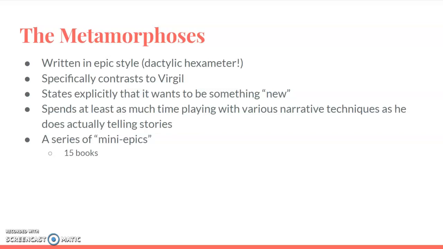So the Metamorphoses themselves are written in epic style, just like the Iliad. They're written in dactylic hexameter. Ovid specifically contrasts himself to Virgil. In fact, in the first book of the Metamorphoses, he says that he wants this book to be something new. And because of that, he spends at least as much time playing with different narrative techniques as he does actually telling stories. It's kind of amazing.